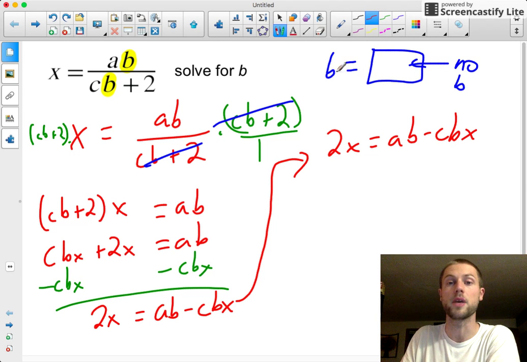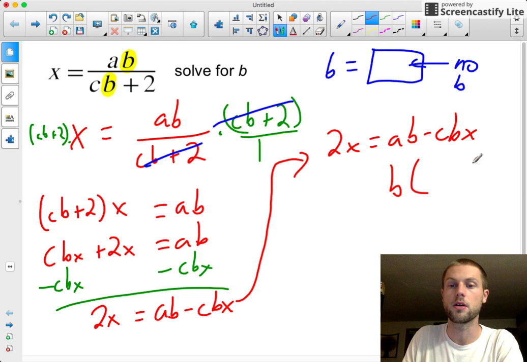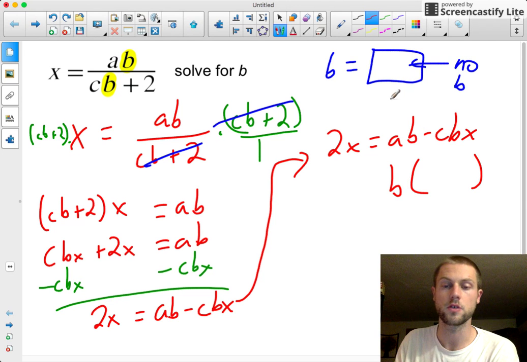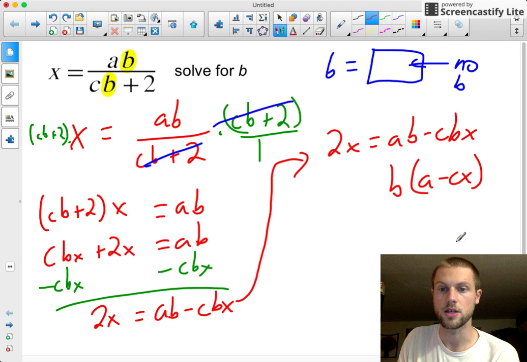But I want just one b. Remember, right now I have two b's. So in order to get it down to just one b, I'm going to have to factor out a b from this whole binomial. I've got a greatest common factor of b between both of these. So let's factor that right out. Once I factor out the b, I'm going to have left an a minus cx.